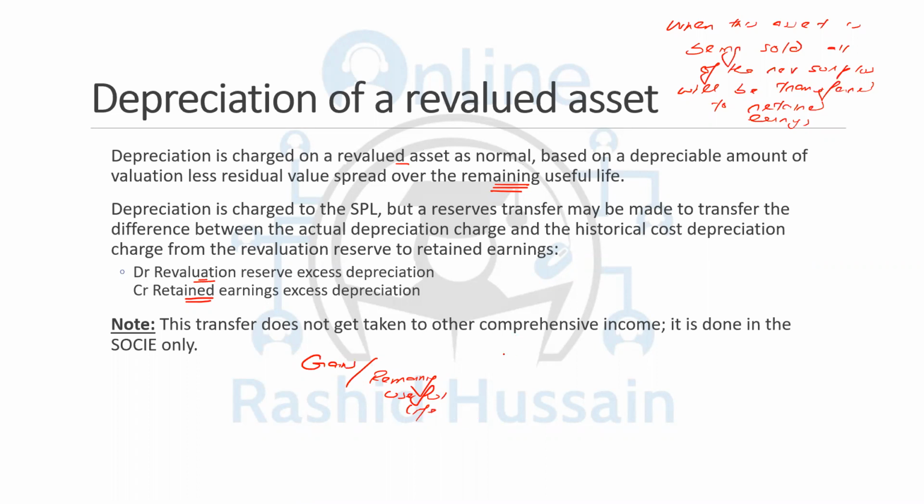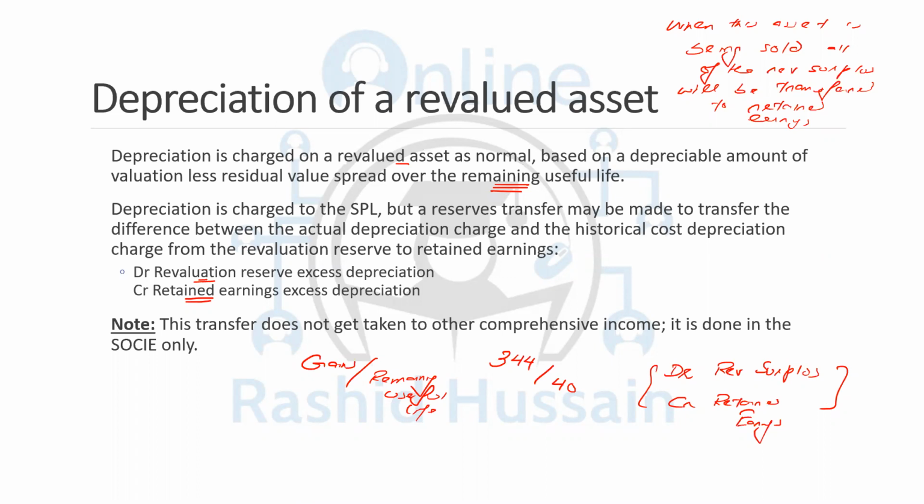For example, we have the gain of 344 and the remaining useful life is 40 years. So systematically every year, a portion will be deducted from the revaluation surplus, and this will be transferred to the retained earnings instead of transferring the immediate gain from the revaluation surplus to the retained earnings. What we do systematically, we transfer it from the revaluation surplus to retained earnings. In this way, the financial statements remain comparable.